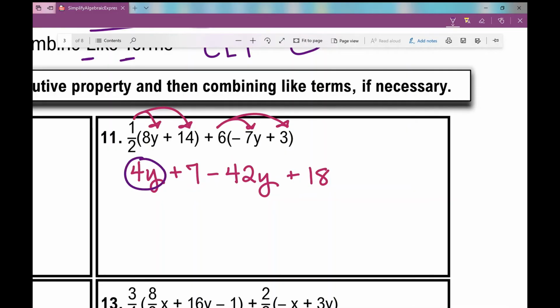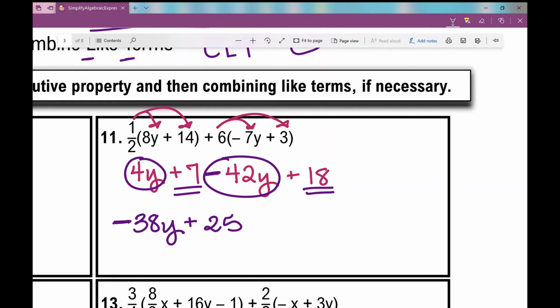So what's the term that's alike with 4y? It's negative 42y. They're different signs, so we're going to subtract them. 42 minus 4 is 38. Is it going to be positive or negative? It's going to be negative because this 42 right here is negative. Take the sign of the larger number, and then don't forget, last name stays the same. 7 plus 18. When I combine those, I get positive 25. Let's move on to number 12.